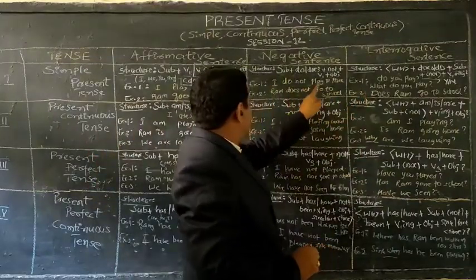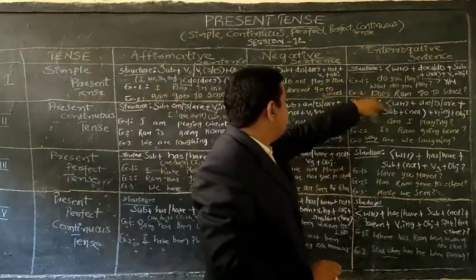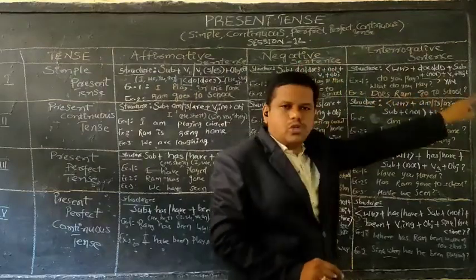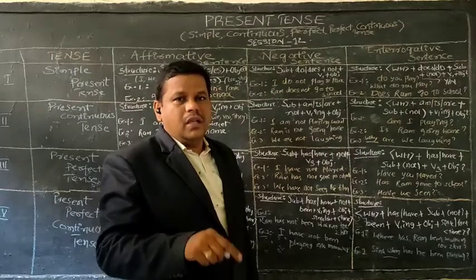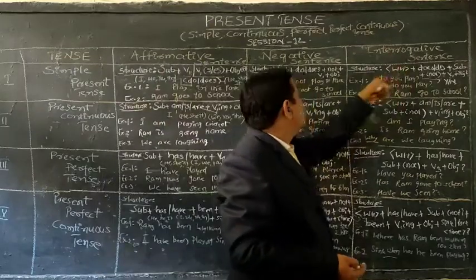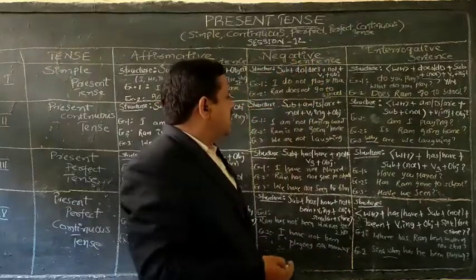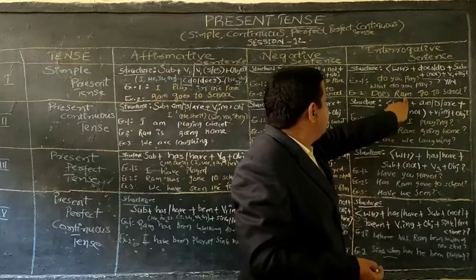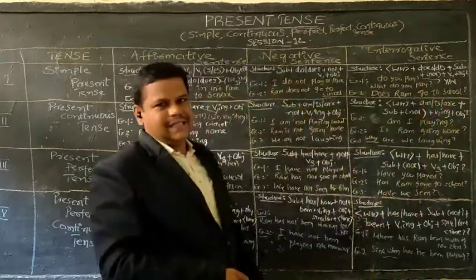Example number 2, Ram goes to school. In that case, I have written the interrogative sentence without a WH question: Does Ram go to school? Question mark. You can write with not also, with respect to a negative sentence. In that case, how do you write? Does Ram not go to school? You can write in such a way.